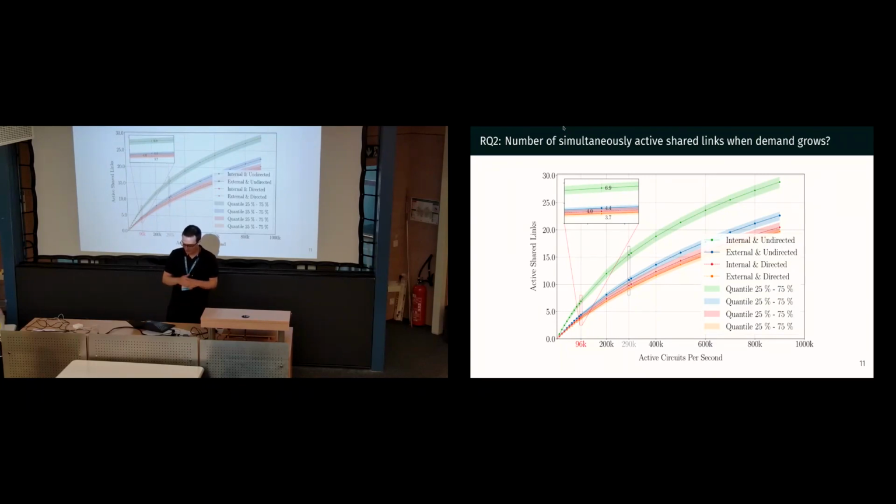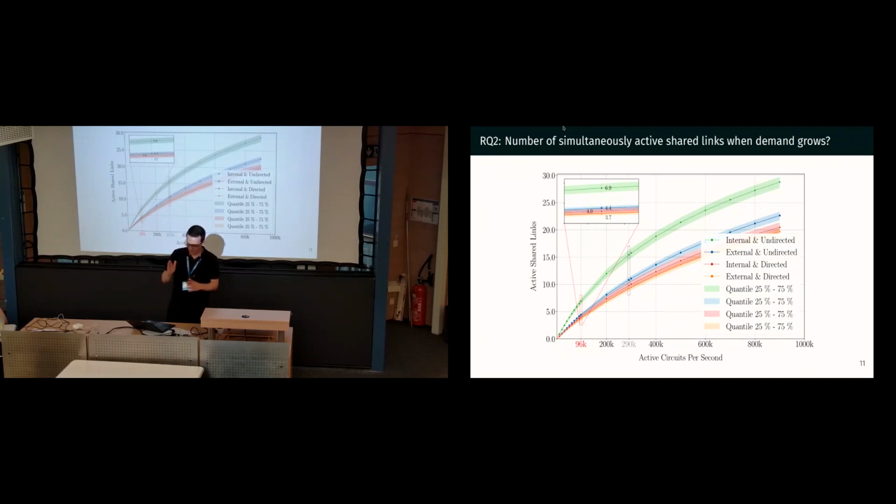On the x-axis, we have the active circuits per second, and on the y-axis, in percent, the active shared links. The red part is the current network. These numbers are a bit different than beforehand because it is based on the complete year of 2021, and beforehand it was only based on November of 2021. And we have here between 4 and 7% of shared links.